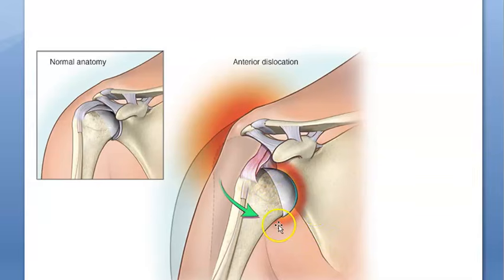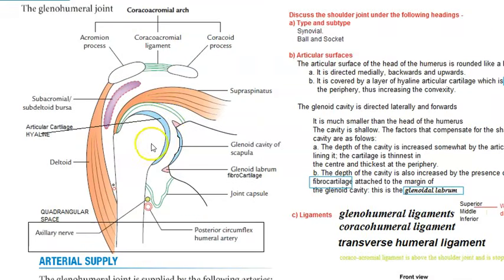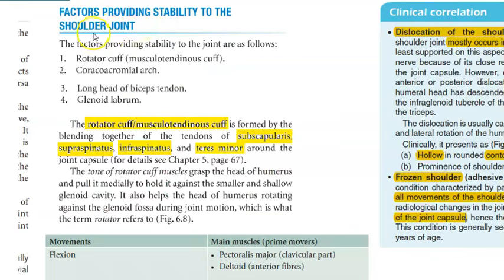Here they have shown you anterior dislocation of the shoulder joint. So let's get started with this dislocation of shoulder. You can see this shoulder joint needs a lot of things to keep it stable. The factors that provide stability to the shoulder joint are the rotator cuff muscles. Then you have the coracoacromial arch, the long head of biceps tendon, and the glenoid labrum. All these are providing stability to the shoulder joint.